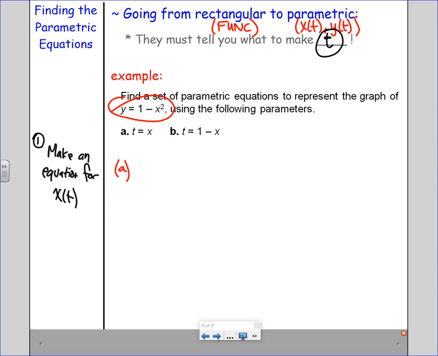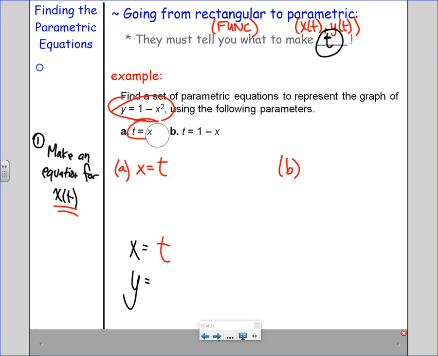Remember, for parametric equations, we're supposed to have an x and we're supposed to have a y. So as we're thinking about our parametric equations, x equals, y equals, the first thing we do is look at the clue and say, hey, can we make x? Well, what's the clue in A? If t equals x, what does x equal? Exactly. If t equals x and x equals t, we already have half of our pair of equations. Now, hold on. For letter B, maybe it's not quite so easy.